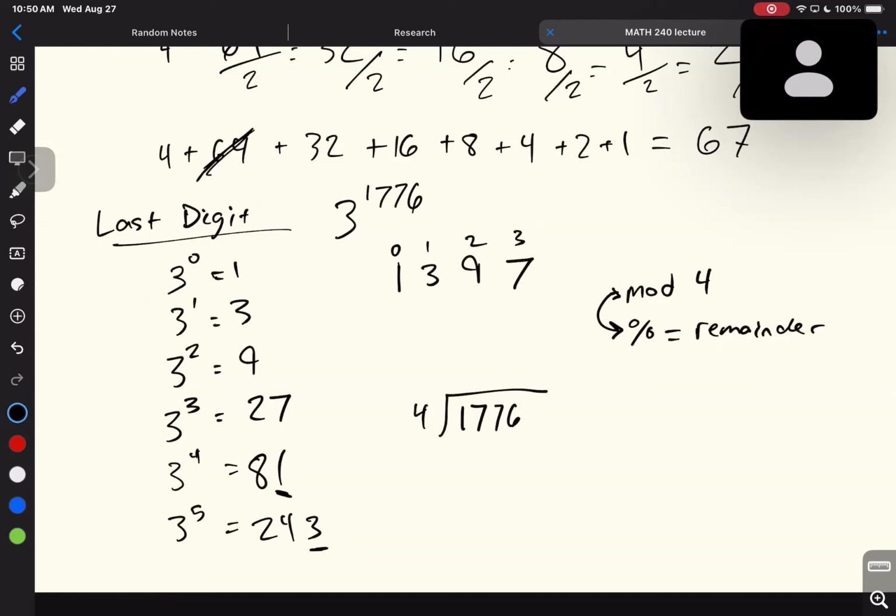That's what we want. So 4 goes into 17 4 times, remainder 1. Goes into 16 4 times, remainder 0. That remainder tells us which number we need to pick. So the last digit of that number is 1.